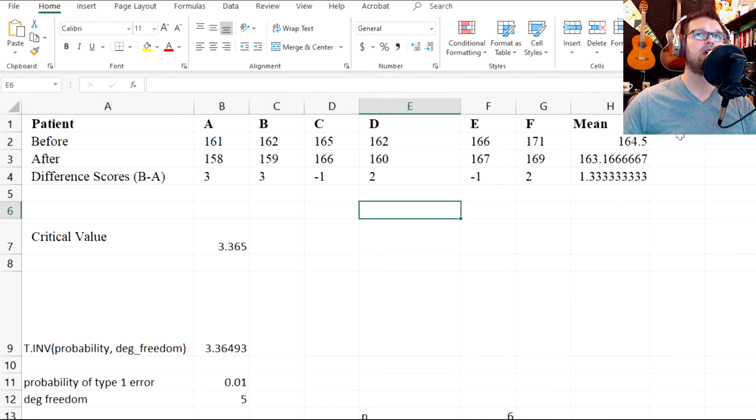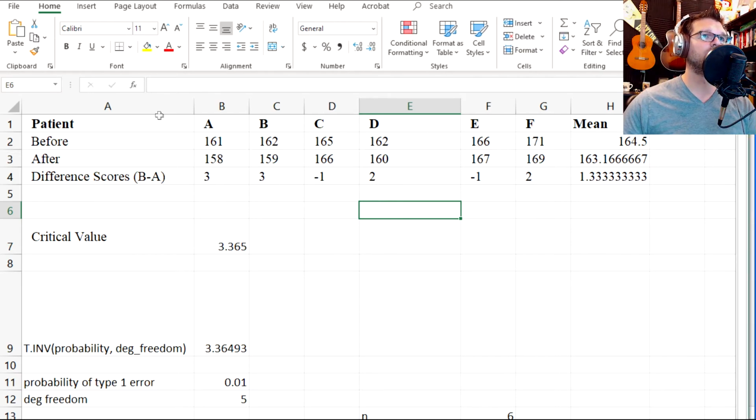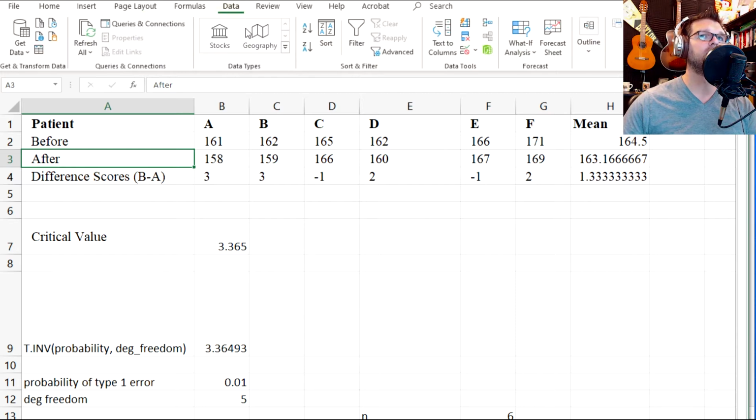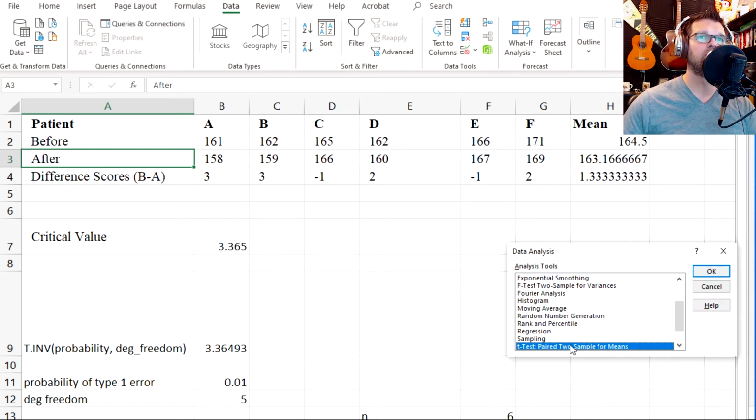Next thing that we're going to do is there is definitely a better or quicker way to do this, and that's by using the data analysis tool. I'm going to go to Data, and you guys should have downloaded this. So Data Analysis, and you go to t-Test: Paired Two Sample for Means. So I'm going to click on that.